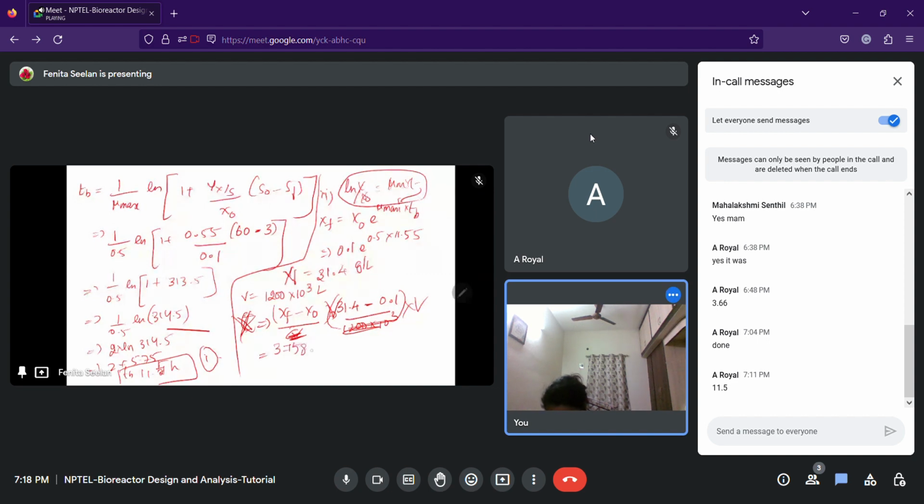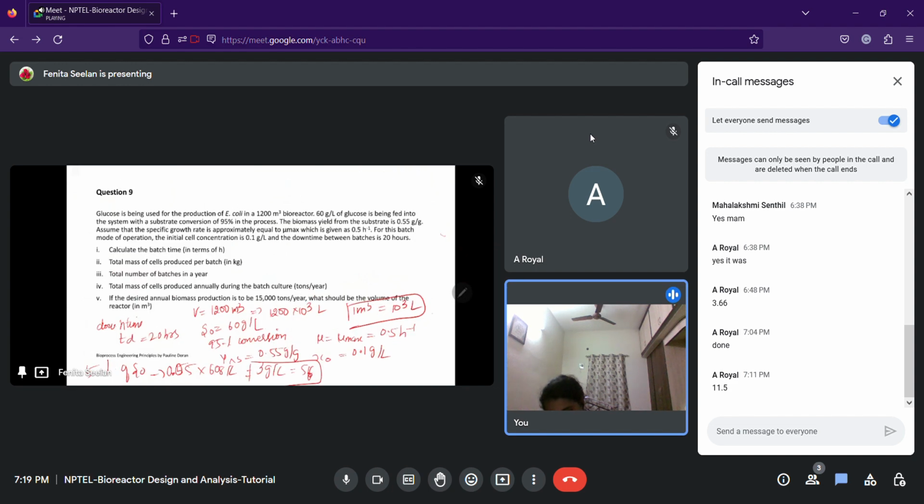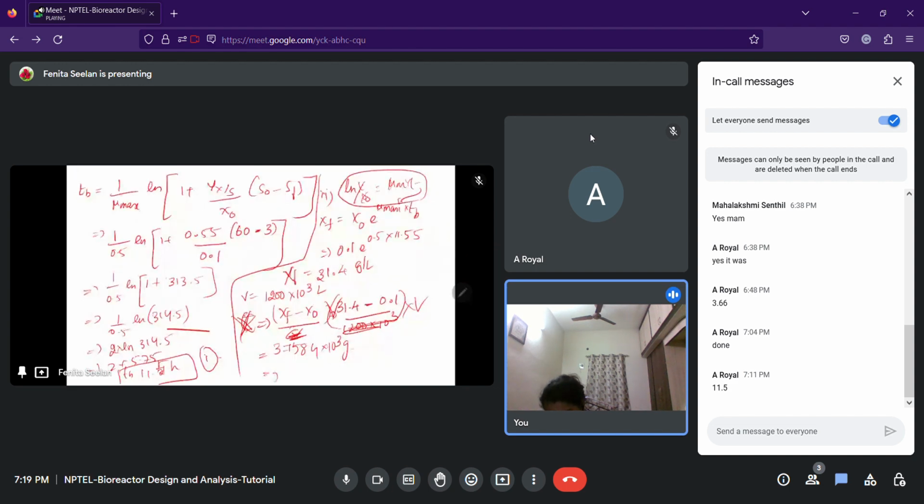3,754 into 10 to the power 3 grams. But we wanted in kgs, so if that is the case, it is 37,584 kgs. So this would be our total mass produced.